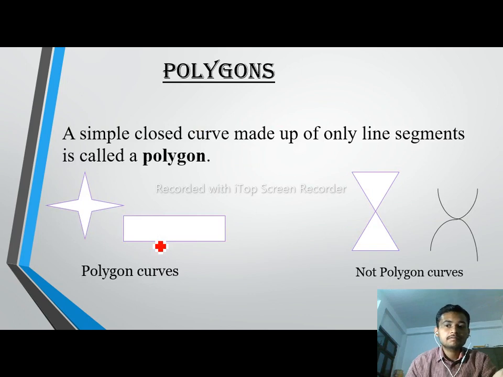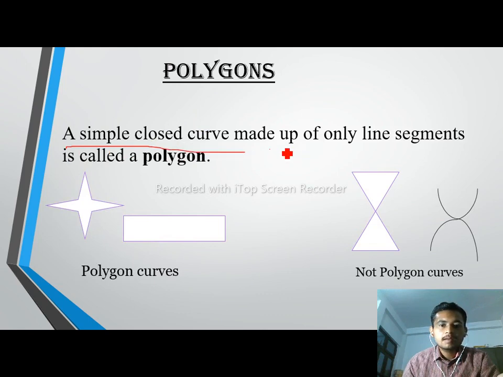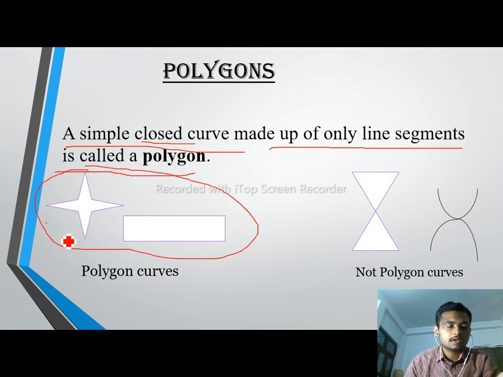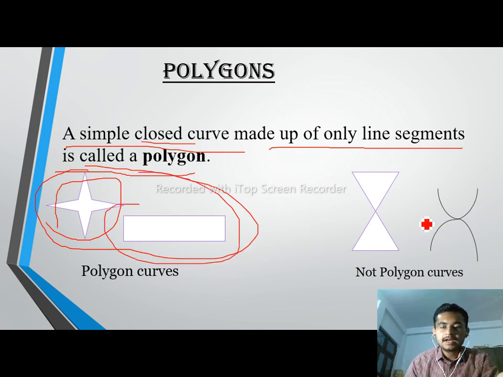We also discussed what polygons are. So what are polygons? A simple closed curve made up of only line segments is called a polygon. Polygon means a simple closed curve which is closed from all its sides. Like these two are examples of polygons which are closed from all their sides, like a star and a rectangle. And why are these not polygons? Because this curve is not closed, it is open from these two sides.